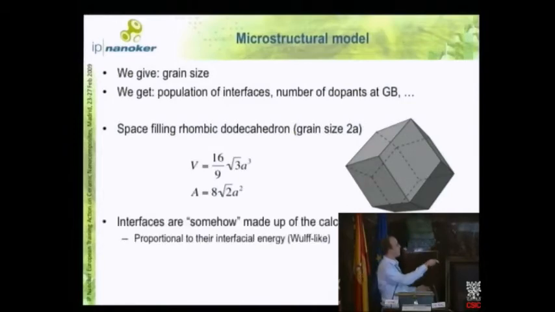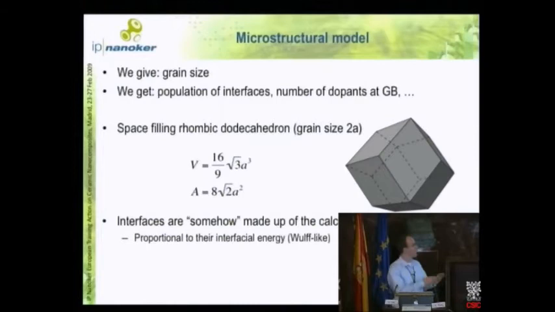And we say that the surface area of this grain is going to be made up of the interfaces that we calculated. And we say the proportion with which an interface appears is proportional to its inverse interfacial energy. So that's like the classical Wulff construction known for the equilibrium shape of powders. We just remove the geometric constraint and we say the surfaces appear proportional to the inverse interfacial energy.